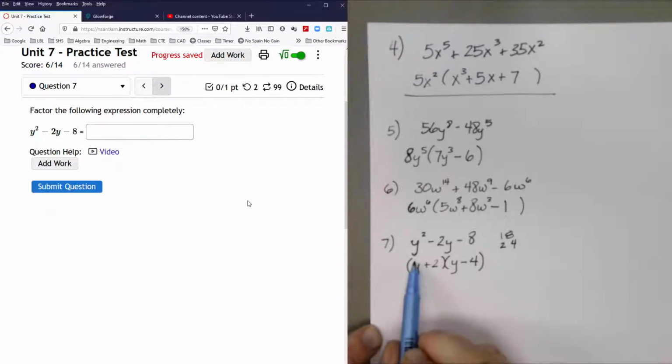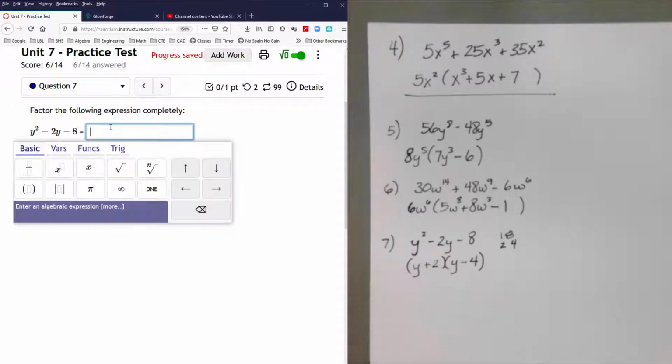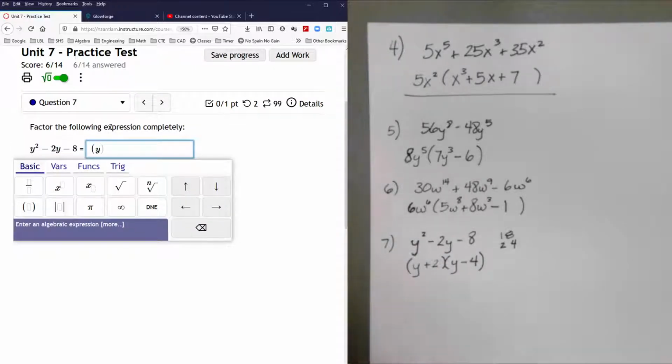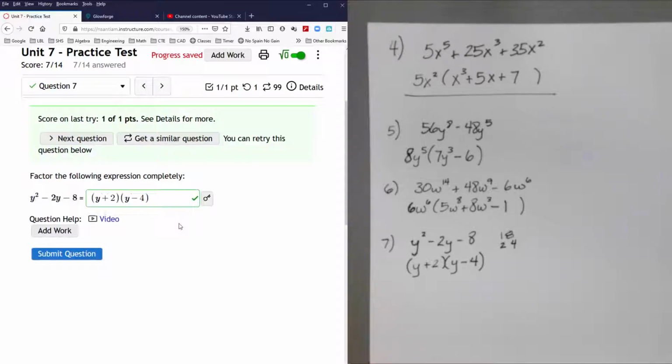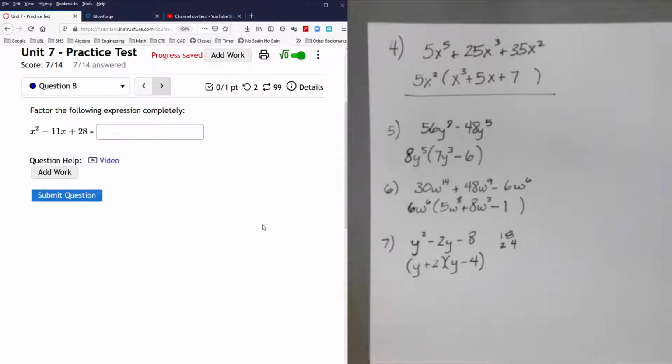Okay, and I just want to mentally check this. So this is y squared. The outside here is negative 4y plus 2y. That gives me negative 2y. And then the last terms there, 2 times negative 4 gives me negative 8. So y plus 2, y minus 4. Okay, again, I want to make sure I'm using the correct syntax, make sure there's no error messages over here. And so I think we're good. Number 8, do the same thing.